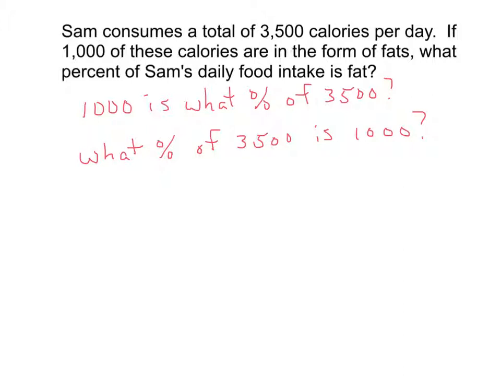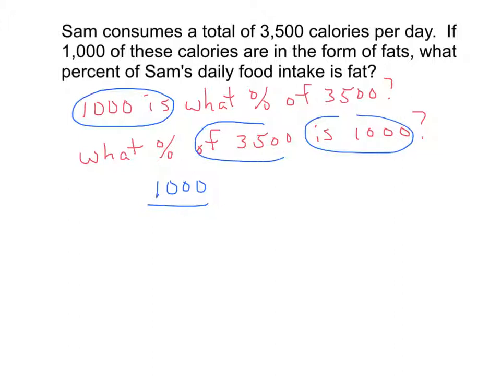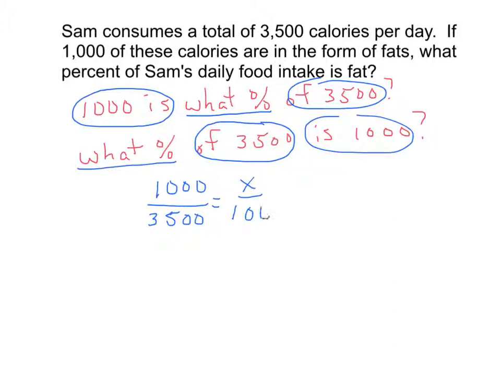In either case, as I go through and do this particular problem, I do have the 1,000 associated with the is. So I'm going to have 1,000 on the top, and I have the 3,500 associated with the of. So I have 1,000 over 3,500 is equal to, I don't know what percentage, so that's my x over 100 in both of those cases. And now I've gone through and I have set up my proportion.